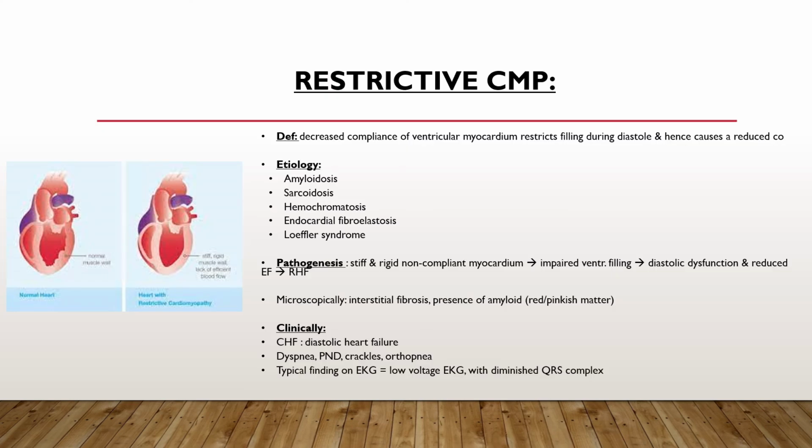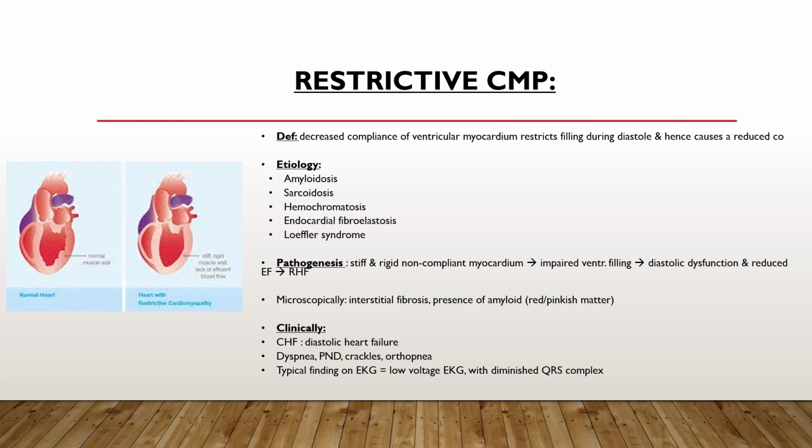Lastly, we have restrictive cardiomyopathy. Here, there is decreased ventricular compliance, so there will be restricted filling with blood during diastole, and it leads to reduced cardiac output because not as much blood can fill the heart ventricles, and it's usually caused by amyloid deposits, sarcoidosis, hemochromatosis, and Loeffler syndrome.